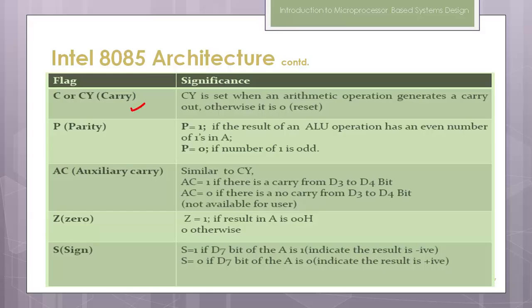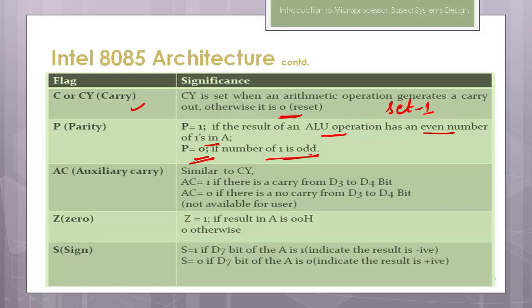Carry flag. Carry is set when an arithmetic operation generates a carry out, otherwise it is reset. If it produces a carry, then we set the value. Set means we are setting the carry flag to 1. Otherwise, we reset that value. Reset means 0. Parity flag. The parity flag will be 1 if the result of an arithmetic logical unit operation has an even number of ones. If there is an odd number of ones, then the parity flag is 0.